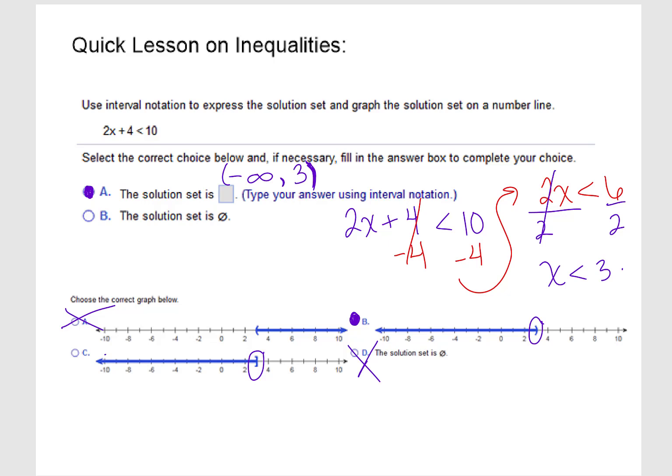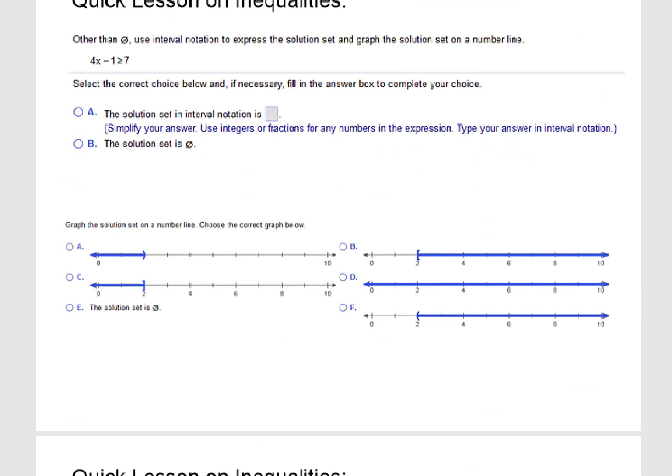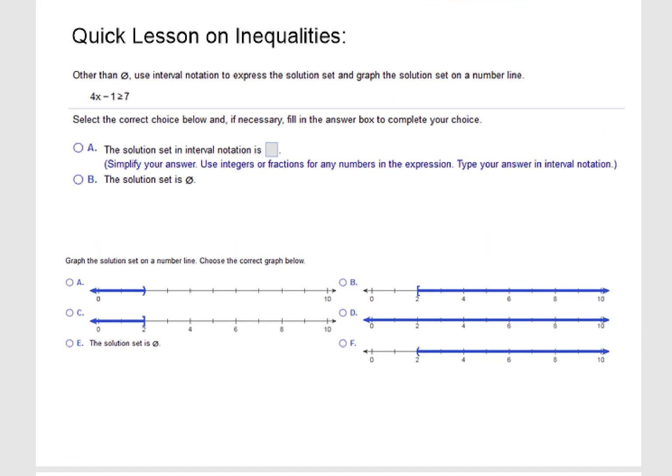If you find that you're struggling with answering the solution set in interval notation, I highly encourage you to try to express it on a number line, even if it's on a scratch sheet of paper, and then go from there. Let's look at the next one. We're using interval notation to express the solution set and graph the solution set on a number line. All right, so I'm going to copy this down.